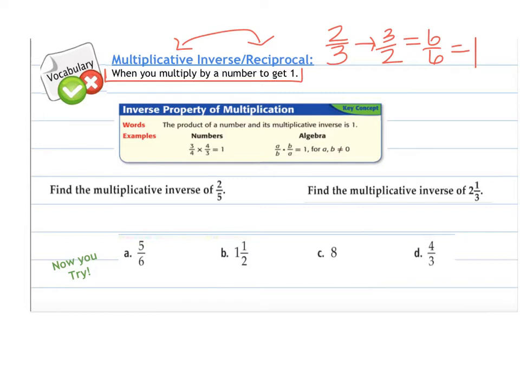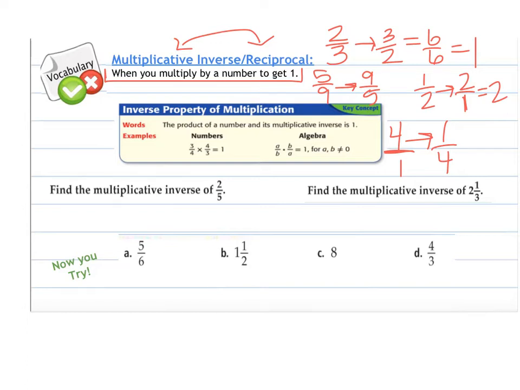So if I have 5/9, the reciprocal would be 9/5. If I have 1/2, the reciprocal would be 2/1, which any number over 1 is just itself. Let's say I have 4. The reciprocal then would be, I have to make my whole number a fraction by putting a 1 under it. So the reciprocal would be 1/4.